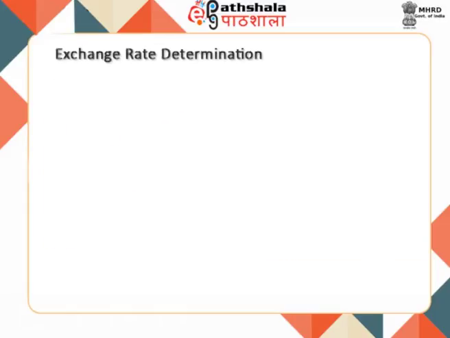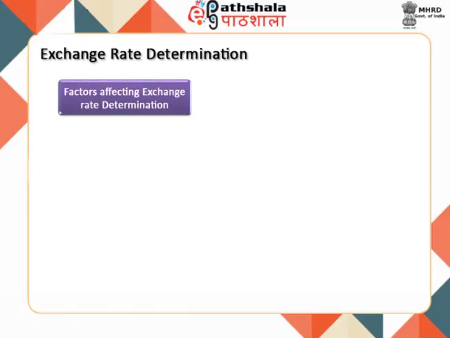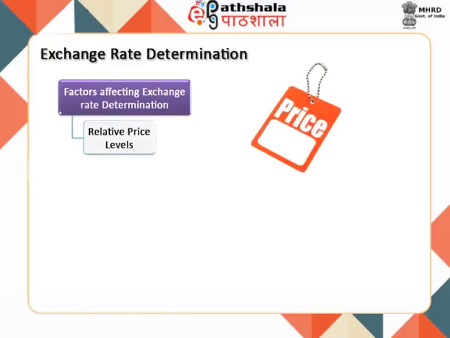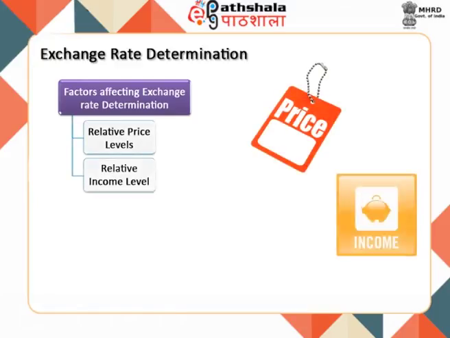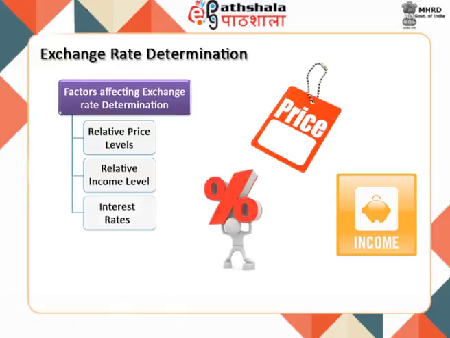Let us now discuss the factors that affect exchange rate determination. Exchange rate moves in line with changes in demand and supply of currency. The various factors that cause changes in demand and supply of currency and hence exchange rate are relative price levels, relative income level, interest rates, and market expectations. We shall now discuss how these factors affect the exchange rate determination in detail.